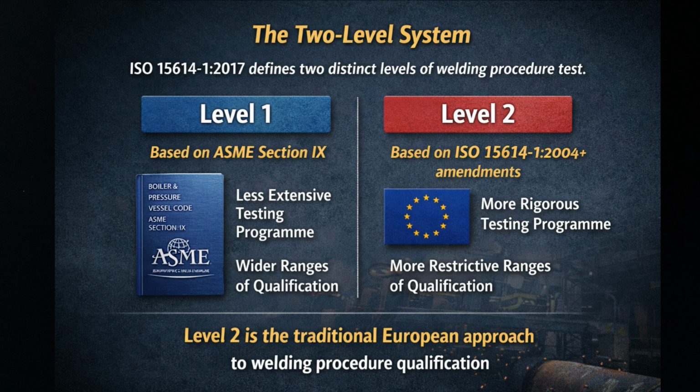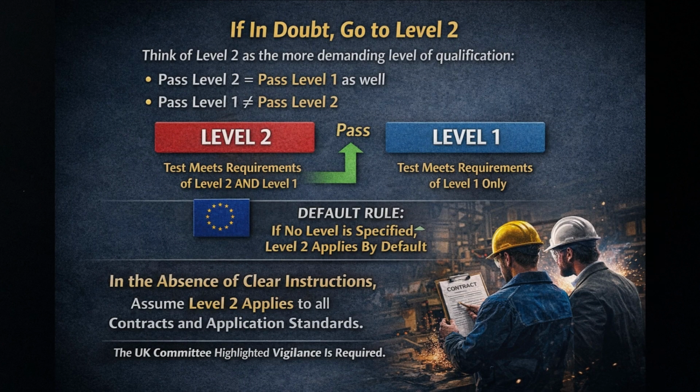Level 2 is the traditional European approach to welding procedure qualification. A procedure test carried out to Level 2 automatically qualifies for Level 1 requirements. But a Level 1 test does not qualify for Level 2. Think of Level 2 as the more demanding qualification. If you pass Level 2, you have automatically passed Level 1 as well. But if you only did a Level 1 test, you cannot use that to claim Level 2 compliance.